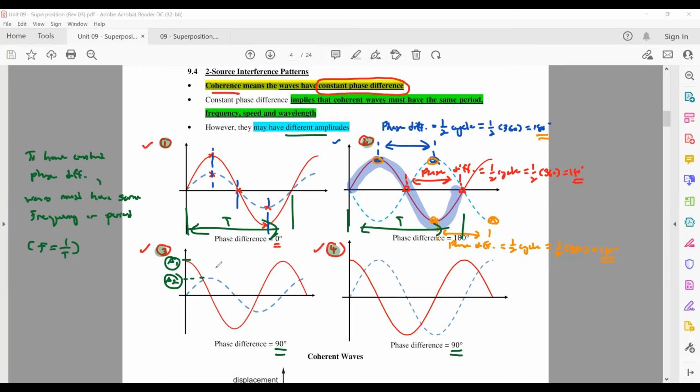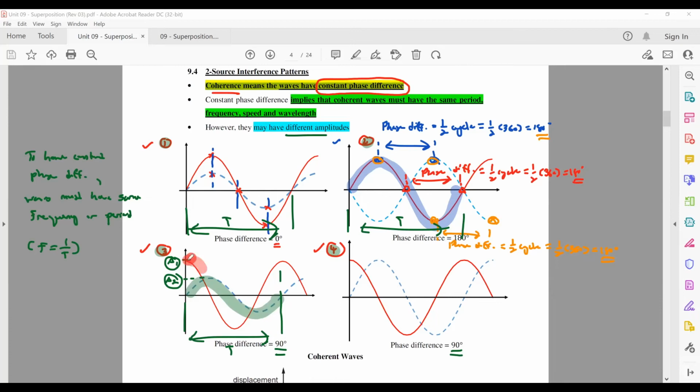So this one here for the third diagram, this one is the T. This one is also the T. Wait, sorry, this one is not the correct diagram. For the third diagram, yeah, you still get the same period T, all right? Because you see this one is T.